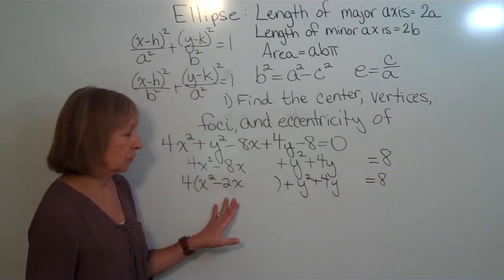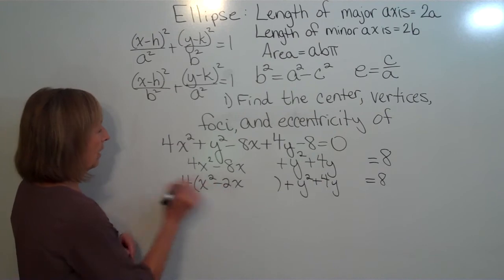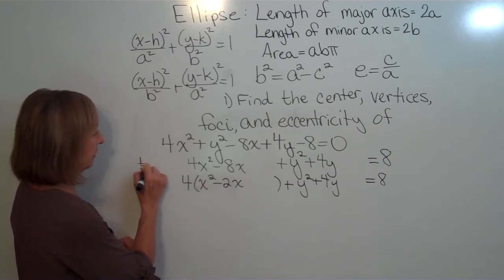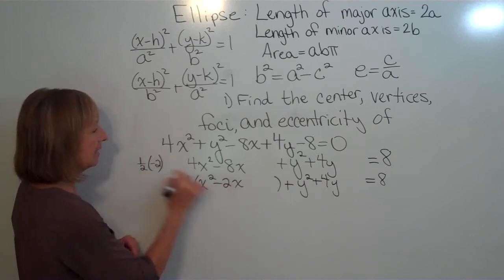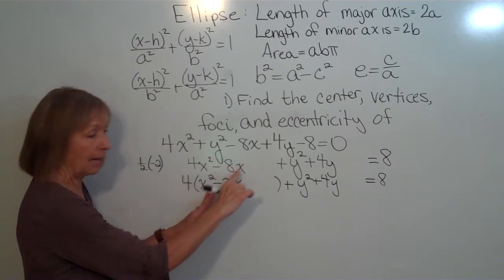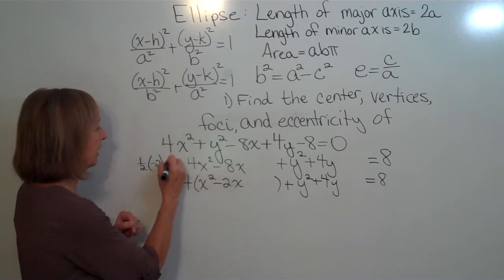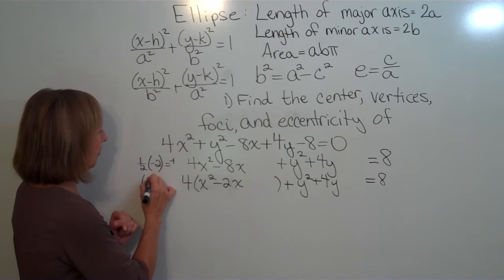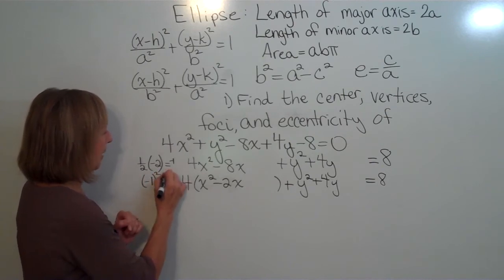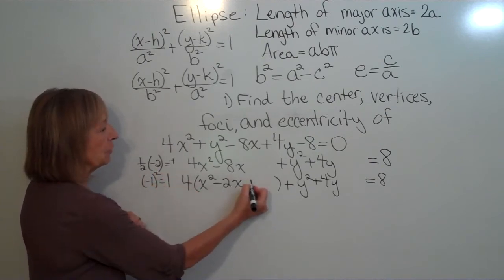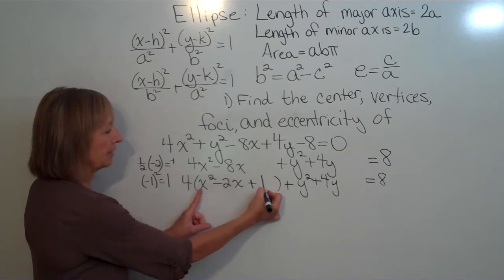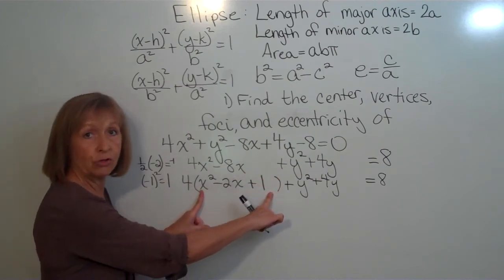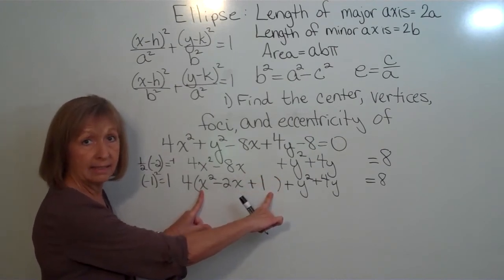Now, when I complete the square, remember, you take 1/2 the middle coefficient that's in the parentheses after you factored out that common factor. So 1/2 of -2 is -1. Square that -1 is +1. And that's what you add in the parentheses to complete the square on this trinomial that's in the parentheses.